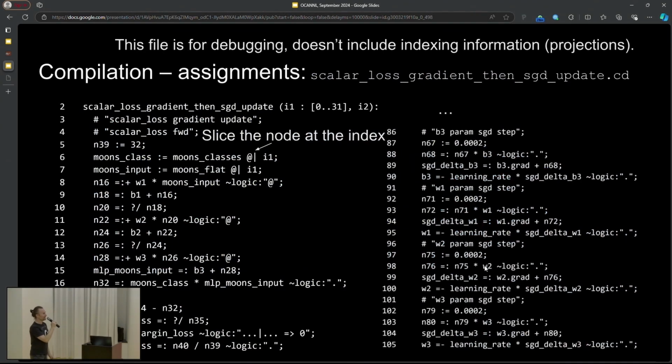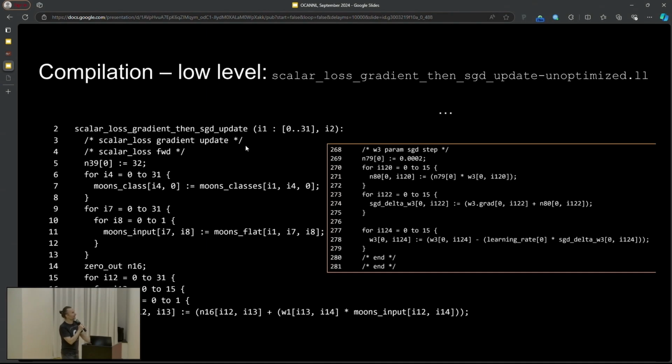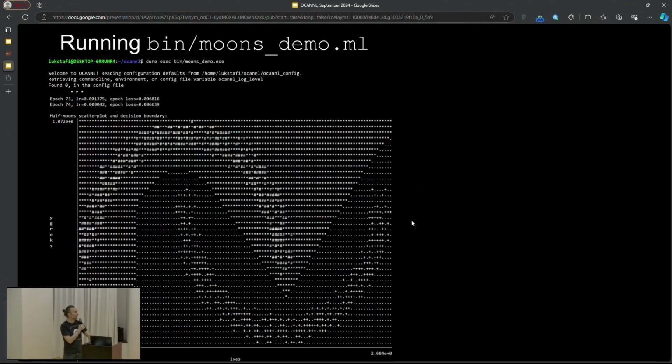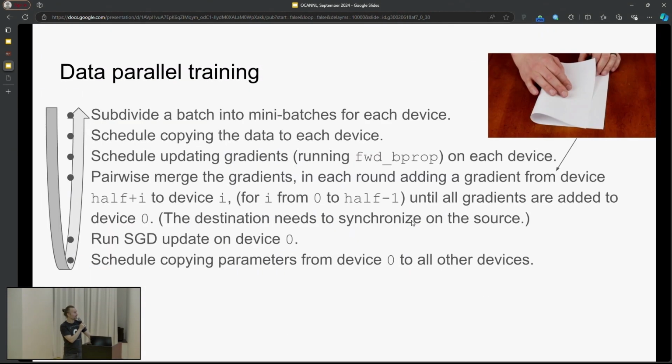So that's what we get in the high-level notation of assignments. This is taking a slice of the data at a particular batch index. And that's how it gets compiled to a low-level representation, which gets optimized with inlining. All right, so let's run through the slides.